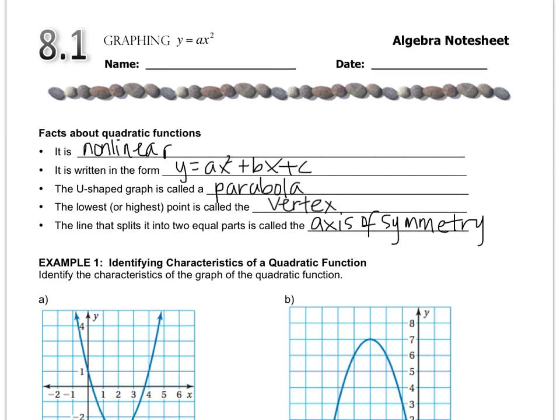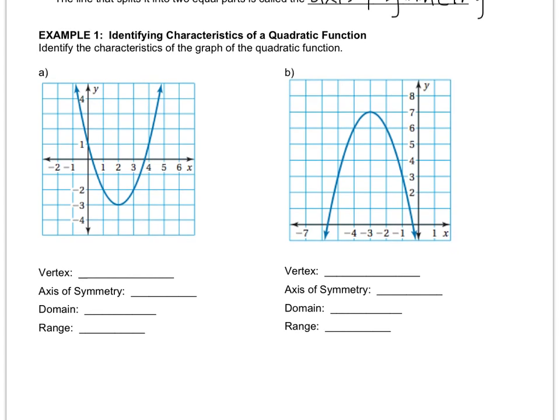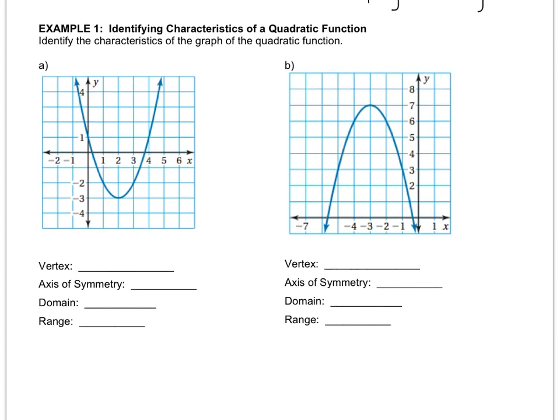So what we're going to start off doing in example 1 is just identifying the different parts of the quadratic function. So first thing that they want us to look for is the vertex. Remember, the vertex is either the lowest or the highest point, and there'll only be one in a quadratic. So we have this point right here, that's our lowest point. The coordinates of that are (2, -3). The axis of symmetry, once you've found the vertex, goes right through the vertex. So that's the line x equals 2.